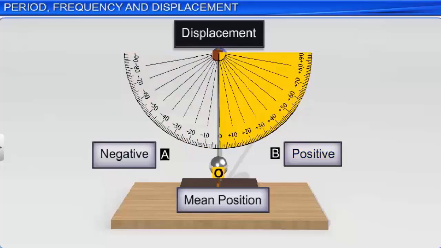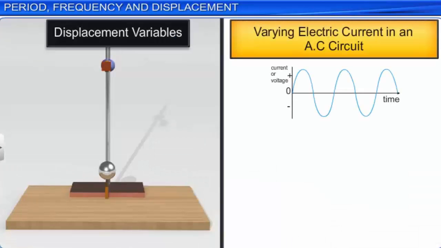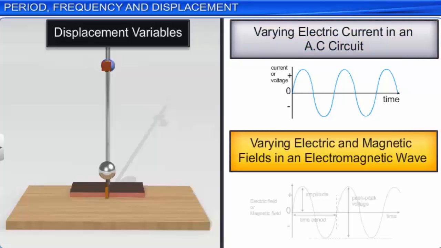The displacement variable in general can be understood as the variations in a physical quantity with time in a broader sense, when the variable involved oscillates. The varying electric current in an AC circuit and varying electric and magnetic fields in an electromagnetic wave can be considered as displacement variables.